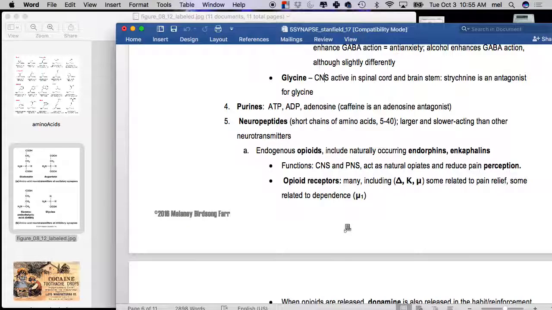Go ahead, it's on your notes too. Caffeine is an adenosine antagonist. So adenosine is an inhibitory neurotransmitter, and caffeine blocks the effect, which causes the excitatory response.